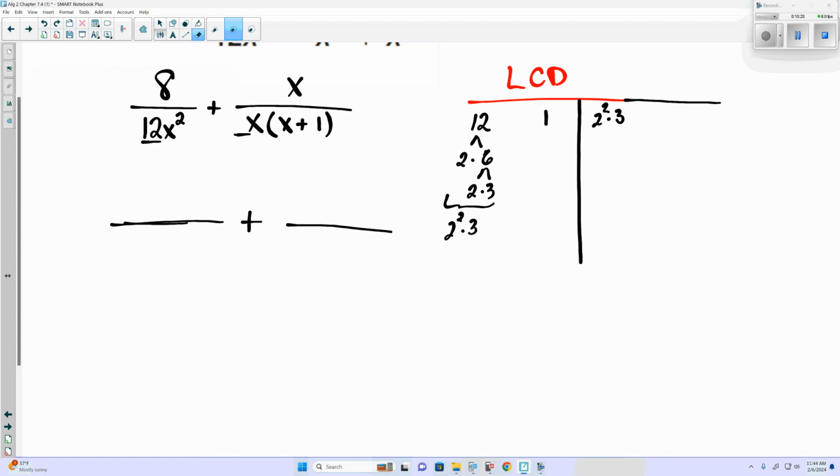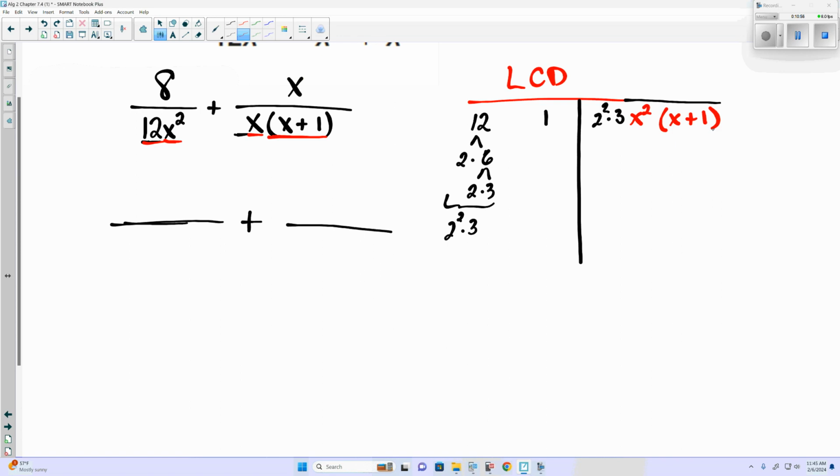Now we can look at our variables outside the expression next. X squared next. The one on the right has 2 x's, the one on the left has 1. And if we're taking the most of each, we're taking the x squared. And that's everything accounted for here. The only thing else that we have is the x plus 1. Since we have 1 in one of them, we need it as a part of our least common denominator. Questions on how we got this here?